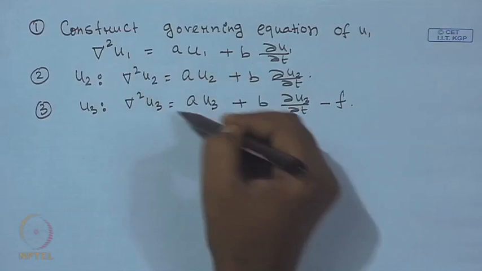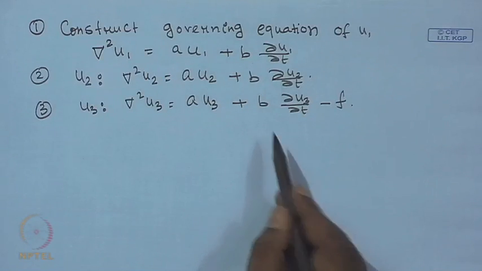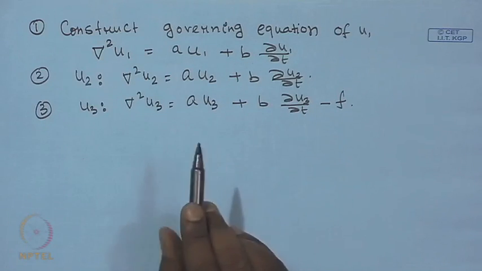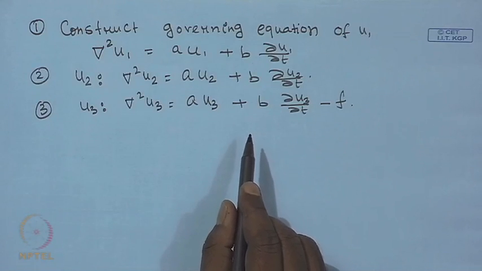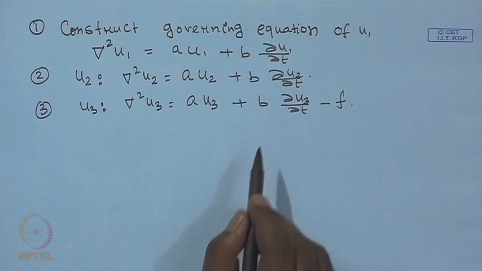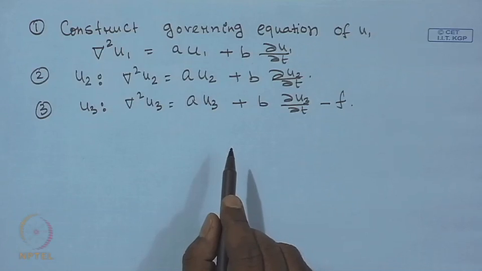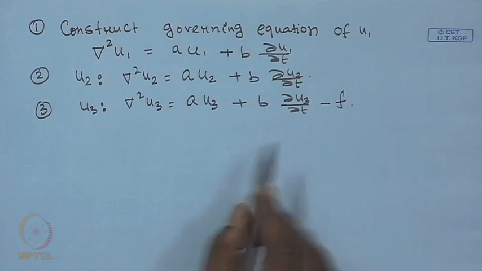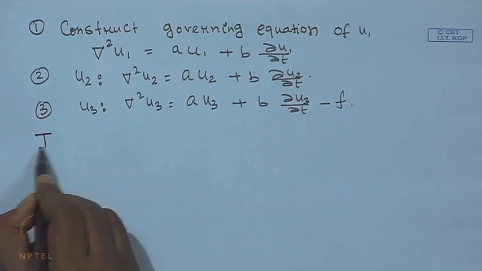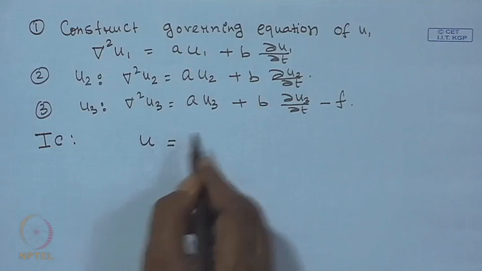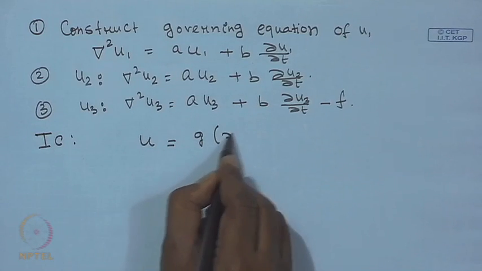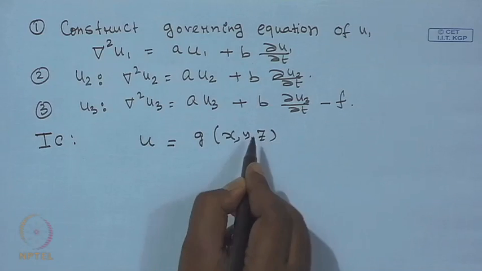If you add these three up linearly, then you will get the original problem, the governing equation of the original problem u. So, once we get that, now let us look into the boundary conditions as well. If you look into the initial condition of the original problem, the initial condition of the original problem was u is equal to g of x y z.